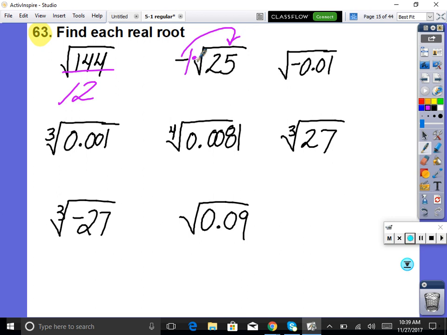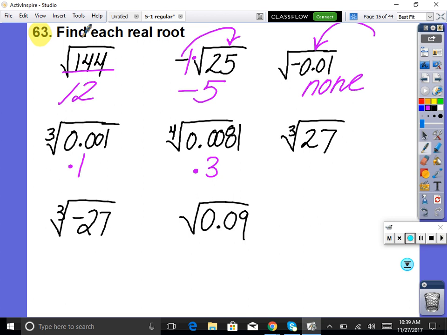That's negative 1 times root 25. What's root 25? 5 times negative 1. Negative 5. All is good. Can we take the square root of a negative? No, because it said real, so we can't. None. Let's go to this one. Cube root of that. Type it into your calculator. 0.1. Only positive 0.1. Fourth root of 0.081. 0.3, I believe.